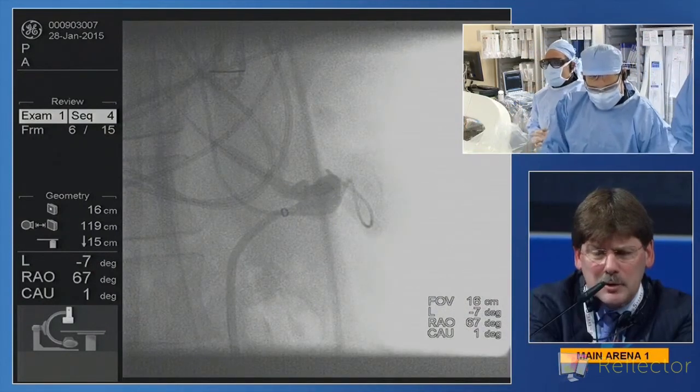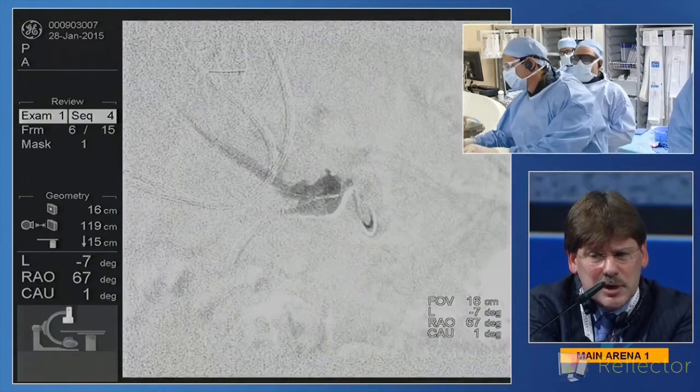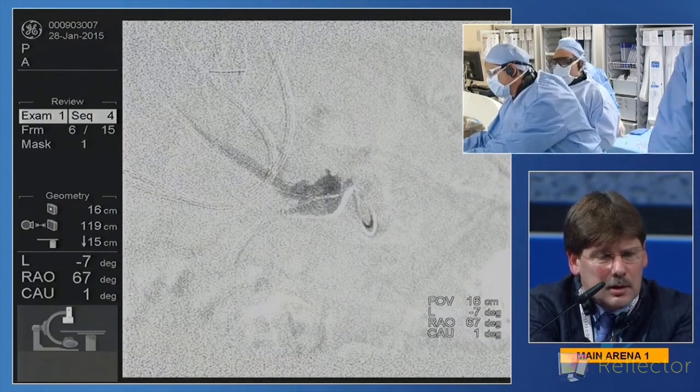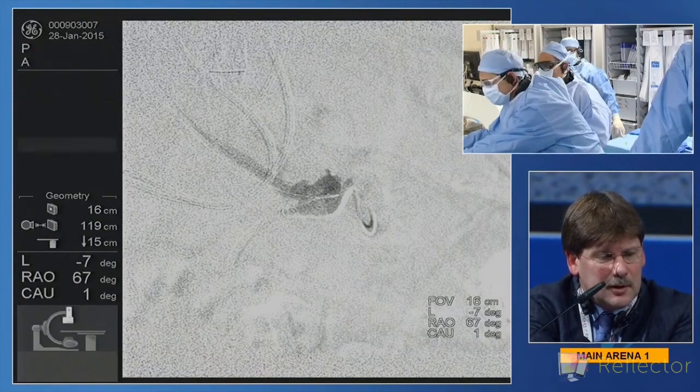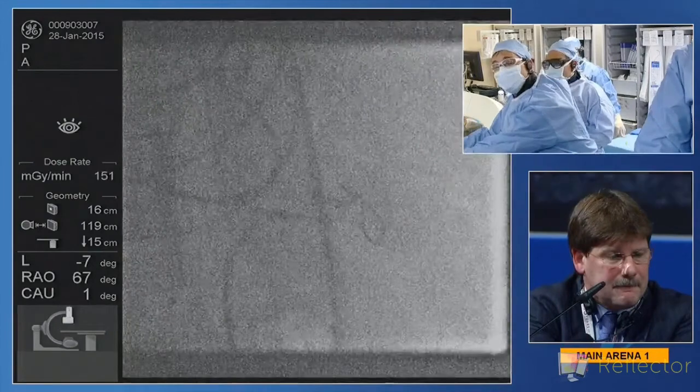Remind me, it's getting close to my cutoff. Does a 6 millimeter Amplatzer vascular plug go through a 6 French sheath? Yes, we believe it does. The longer one goes through a 7. The longer one doesn't. All right, so we're coming up just fine here.